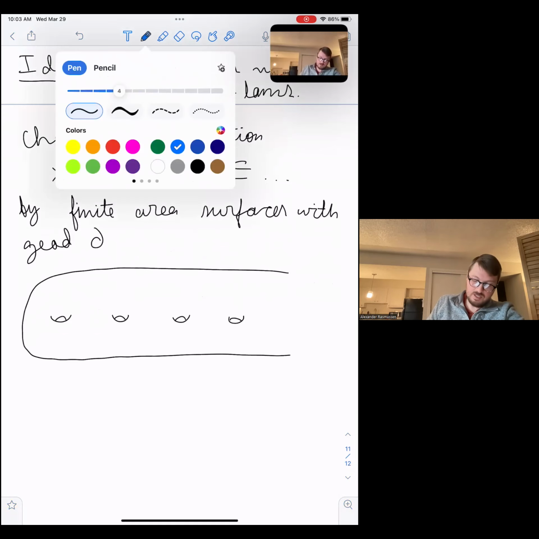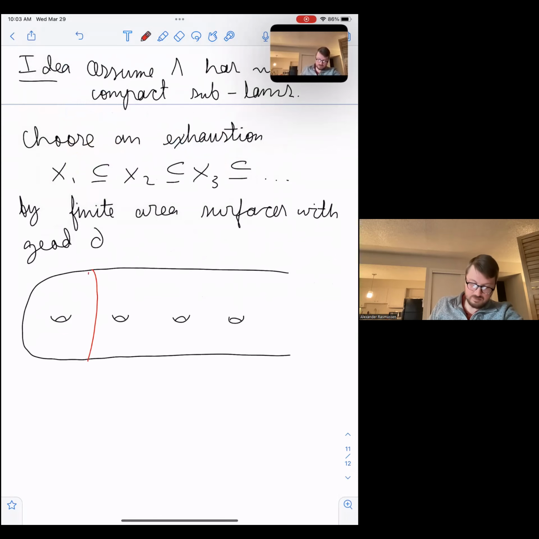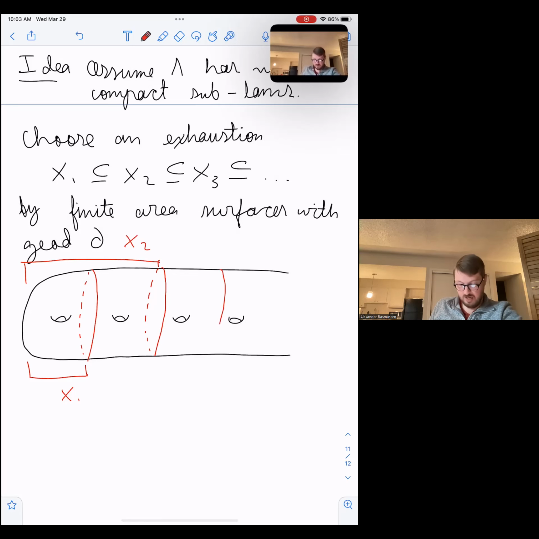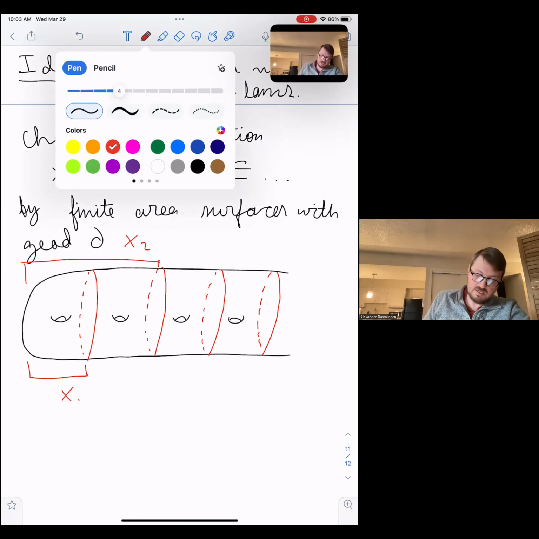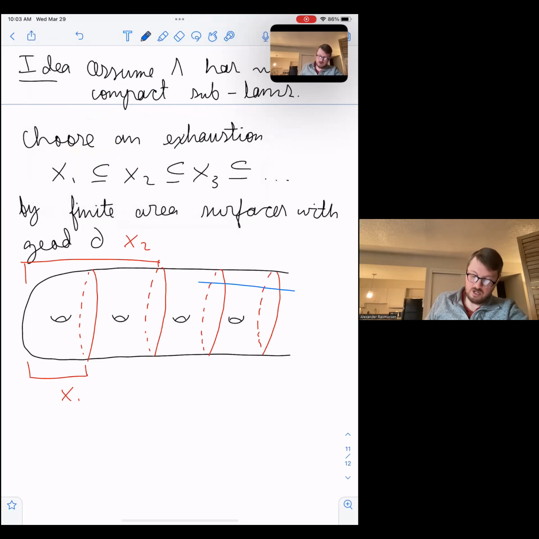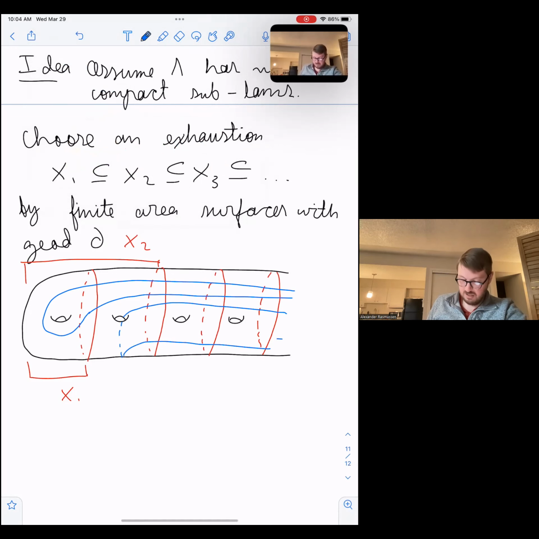Well, maybe we take our surface X1 to be this genus one piece at the end. Then we can take X2 to be a larger genus 2 piece. And then we just keep going. So our next piece will have genus 3, then genus 4, etc. So we're just eating our surface up by compact subsurfaces. And then let me draw in our geodesic lamination. So something complicated. I don't really understand what's going to go on exactly.